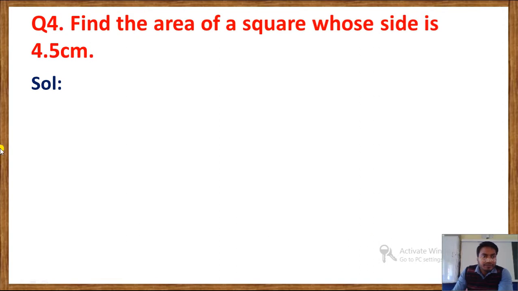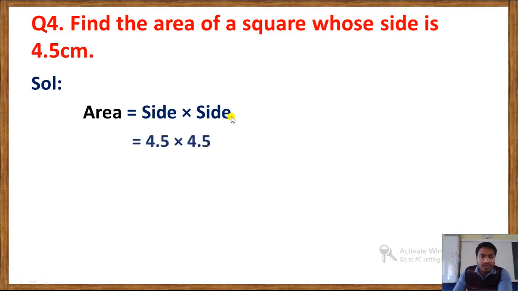Okay, now find the area of a square whose side is 4.5 centimeter. Now we have to find out area of a square whose side is 4.5 centimeter. That means all side will be 4.5 centimeter. Okay, so what is the formula to find area of a square? So area of a square equal to side into side. Now use the value 4.5 into 4.5.